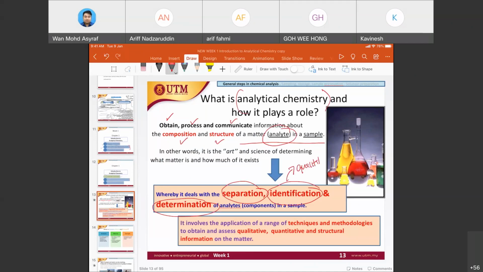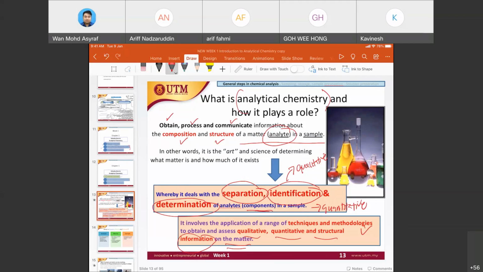So as I said, identification is what? Qualitative. Determination of the analyte components is quantitative. So you need to know how to do a qualitative analysis and how to do a quantitative analysis. It involves the application of techniques and methodologies to obtain and to assess the qualitative, quantitative, and structural information on the matter.